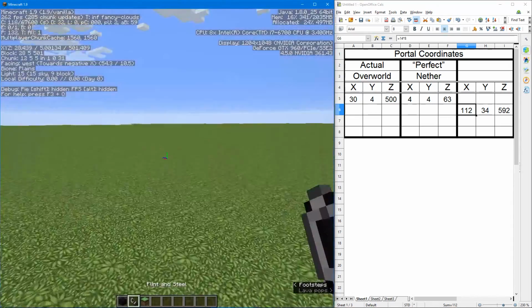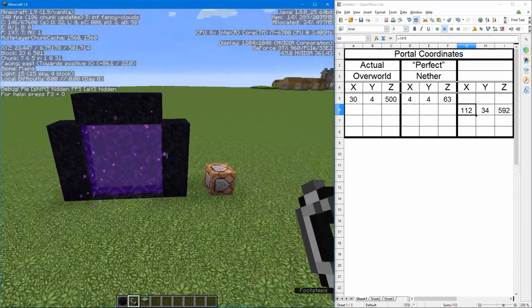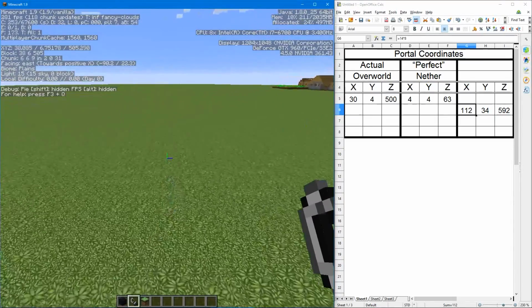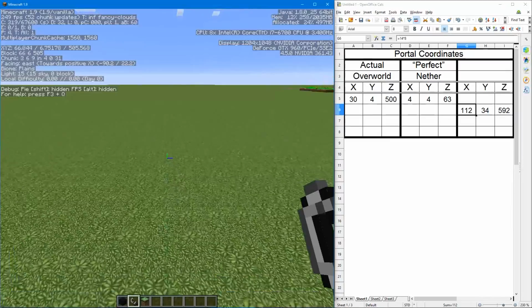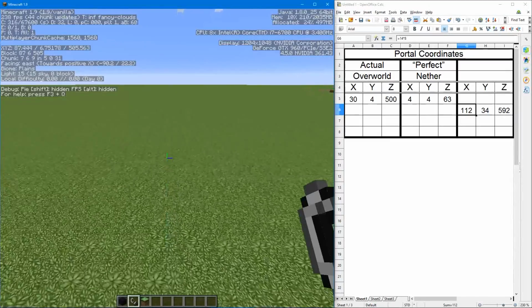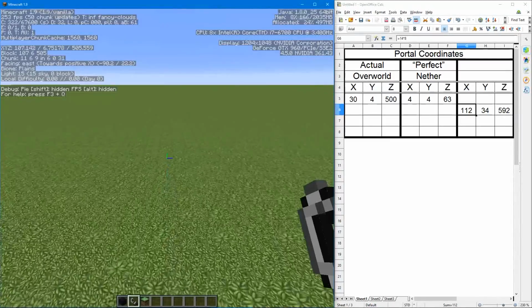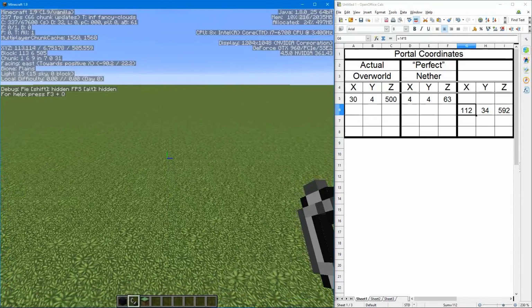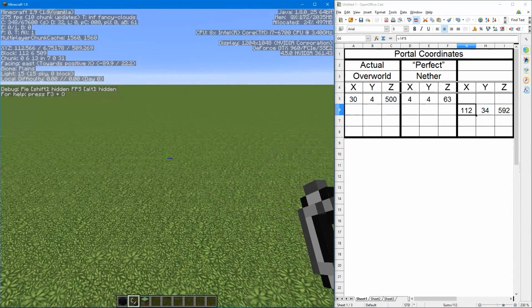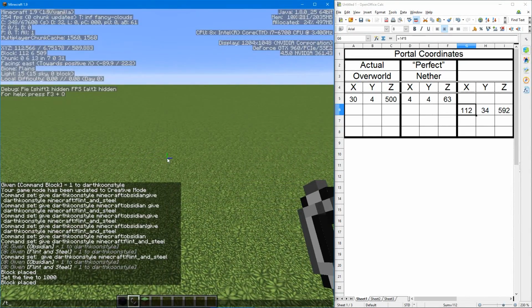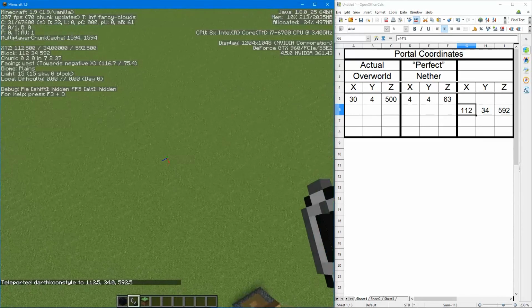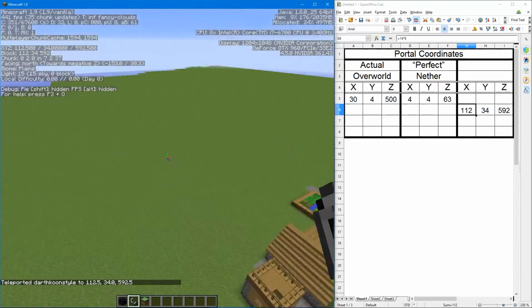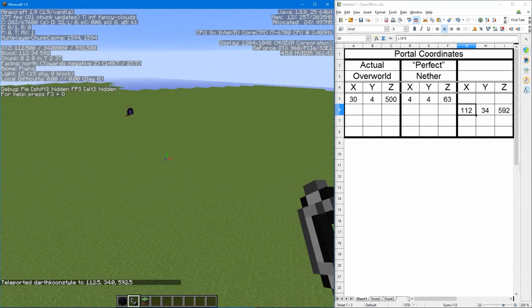So, where are we at here? We want to go to 112, which is pretty far away actually. 112, 592. You know what? It's easier just to do this. TP to 112, 34, 592. This is where the exact portal would correspond to in the Nether right now.